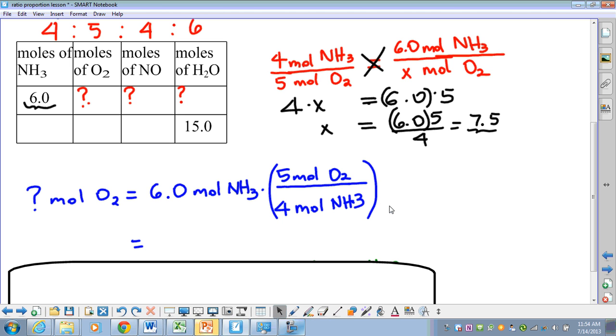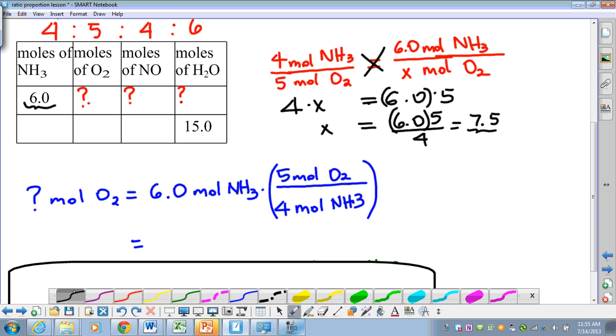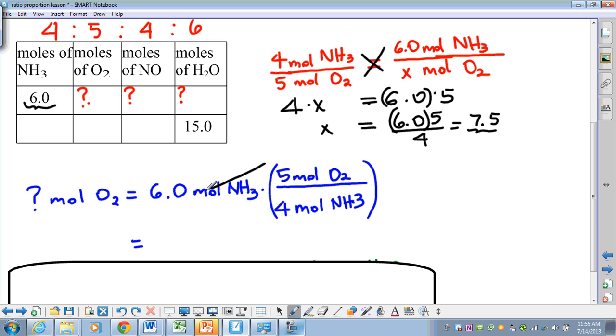So here I've already written that out. 4 moles of NH3 we know will react with 5 moles of oxygen. That's based on the given information. 4 moles of NH3 will react with 5 moles of O2. And now cancel away the units from the top and the bottom if they match. And then we have the answer.